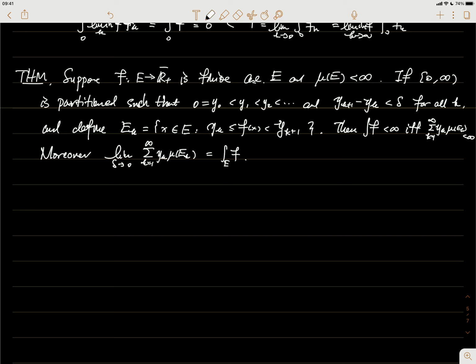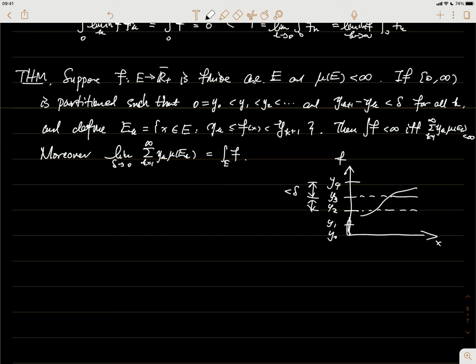What the meaning of this is, suppose E is just in R1. Then we can partition the range so that this is y0, this is y1, y2, y3, y4, and the gaps between every one of them are less than delta. For each one of them, take y2 and y3 as an example. If the function value is bigger than or equal to y2 and less than or equal to y3, say for a function like this, then this set here will be called E2. If the function value falls between y2 and y3, then the point belongs to the set E2, and so on and so forth.